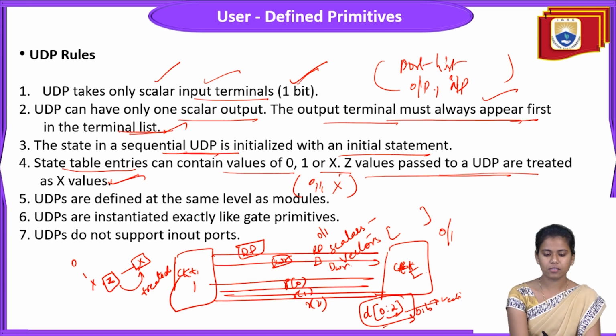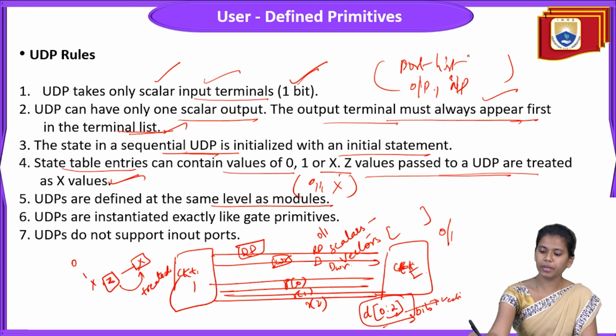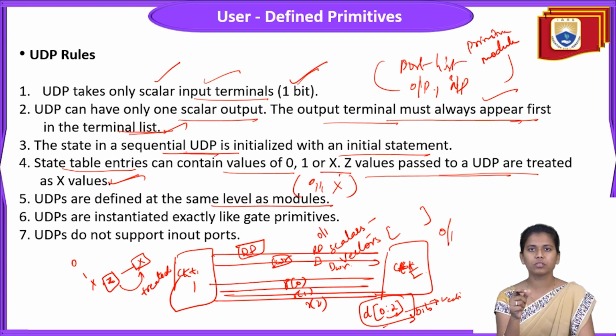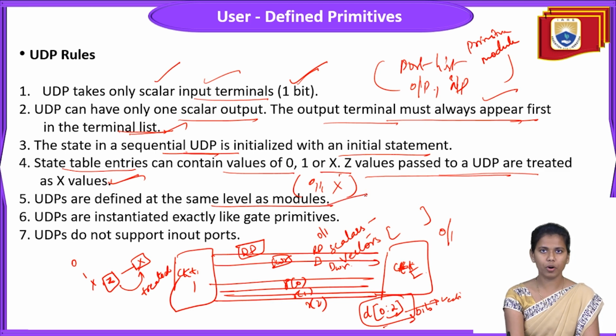Then next, UDPs are defined at the same level as modules. So here, as I said, in order to write the syntax, UDPs follow a keyword called primitive. Likewise, modules follow the keyword module, and they end the statement with endmodule. UDPs end the statement with endprimitive. So the UDPs are defined at the same level as modules.